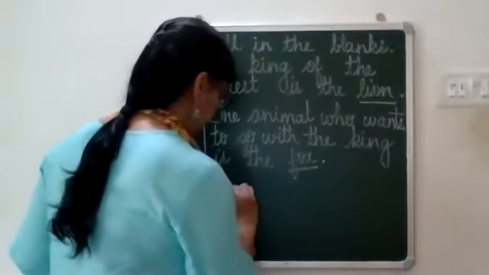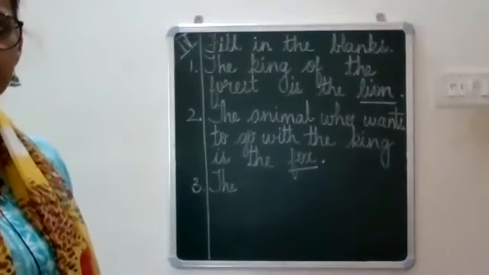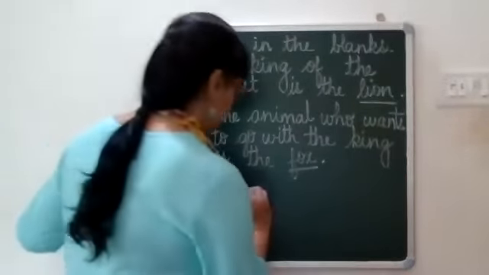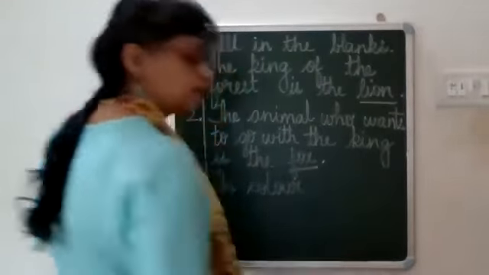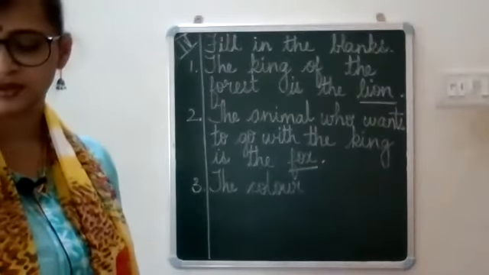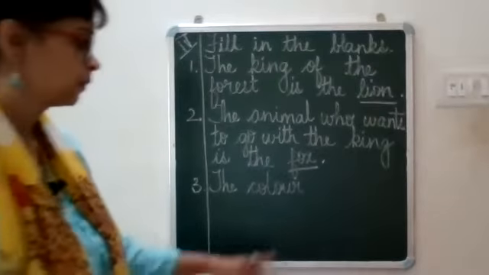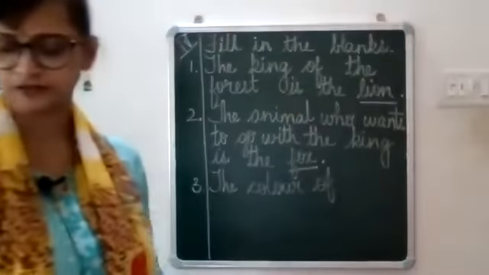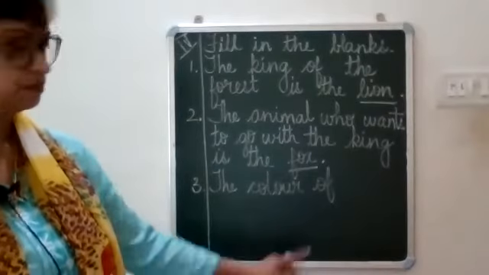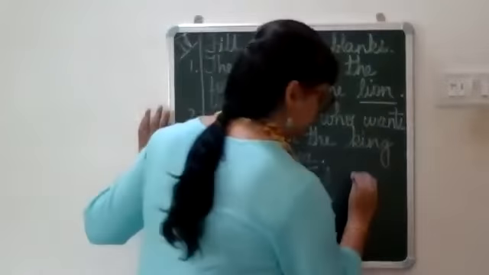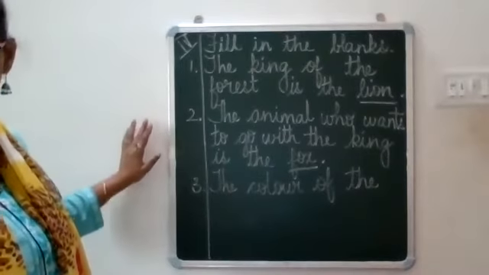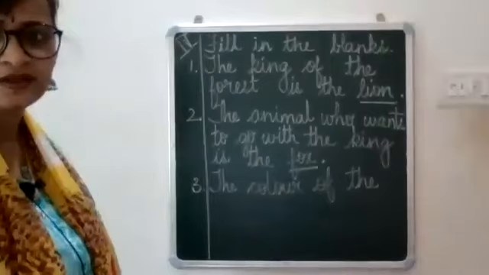Okay, write down capital T-H-E, the. Leave a finger space, write down C-O-L-O-U-R, colour. Leave a finger space, write down O-F, of. Leave a finger space. Write T-H-E, the.